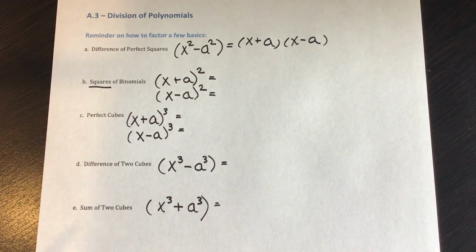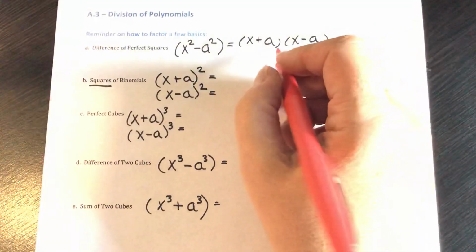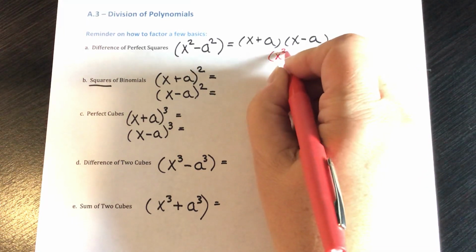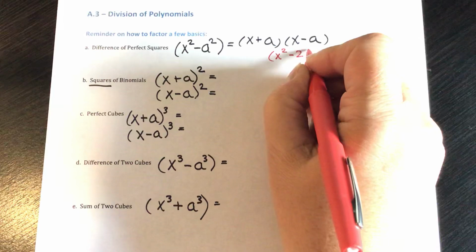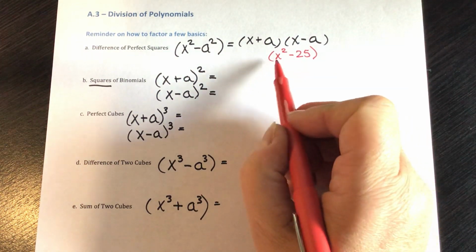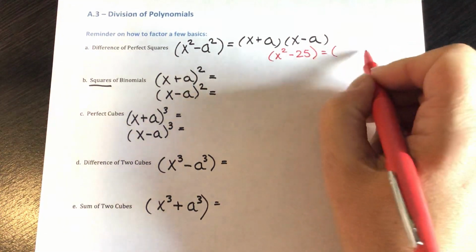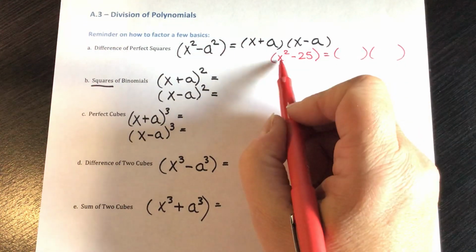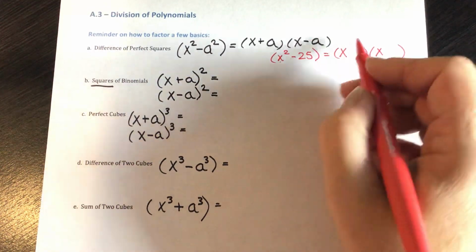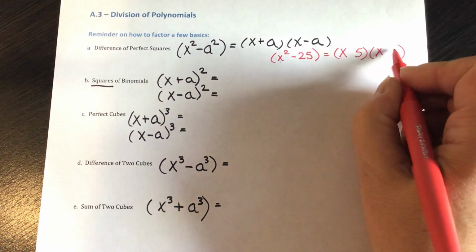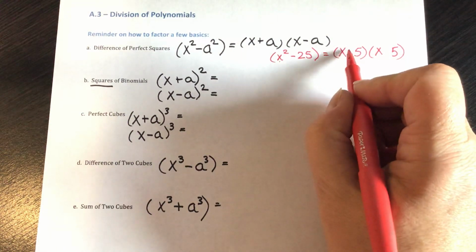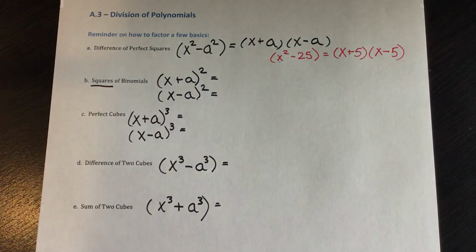Okay, so real quick example, how about if I have x squared minus 25. Both of these are perfect squares, and I want to break these down. I know x times x is x squared, and then 5 times 5 is 25, so that would be my a value. That's the number that's squared, and then one of these has to be positive and one of them is negative.